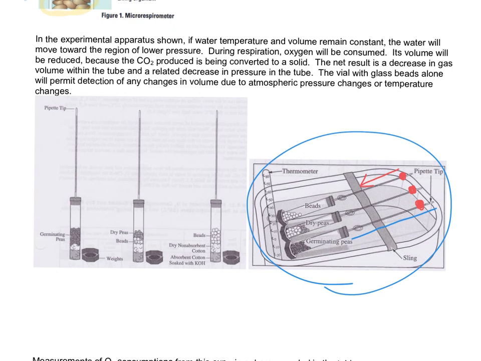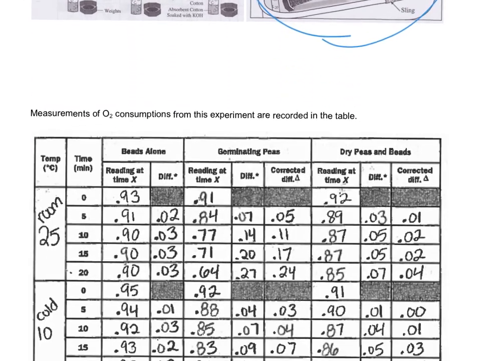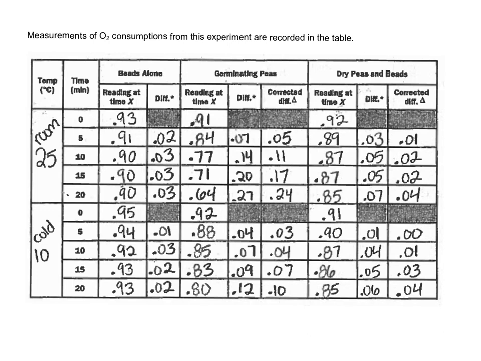There is a control used in the experiment, which is glass beads. Beads made of glass are not alive. So I would expect to see in that vial no movement of the red droplet, because glass beads should not be breathing in or taking in any oxygen at all. However, when I look at the data table, I do see that there was some movement.